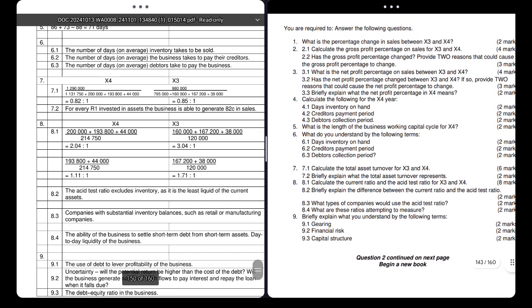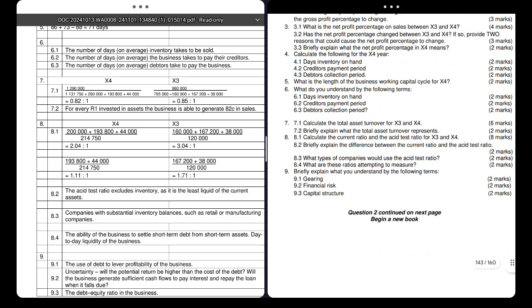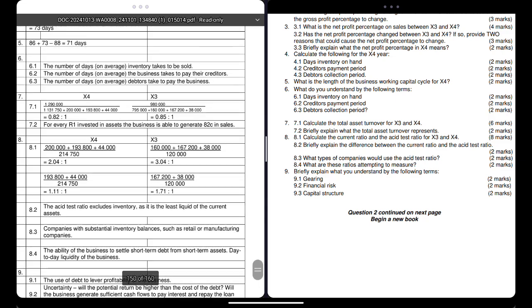8.2. Explain the difference between current ratio and asset test ratio. Current ratio, the formula is current assets over current liabilities. Asset test is current assets minus inventory over current liabilities. So for asset test, you're removing inventory. The reason they remove inventory is because inventory is very hard to convert to cash sometimes. So it's good to remove it to see how liquid the business is, how quickly the business can do without inventory. It excludes inventory.